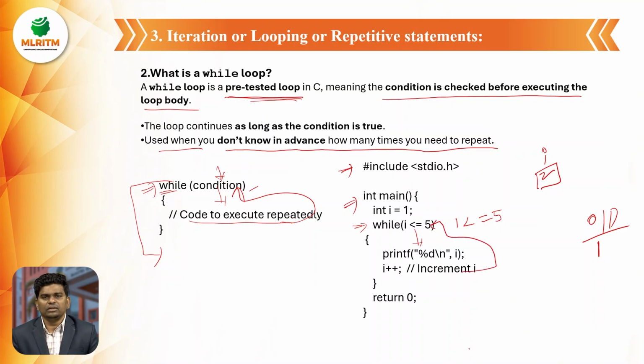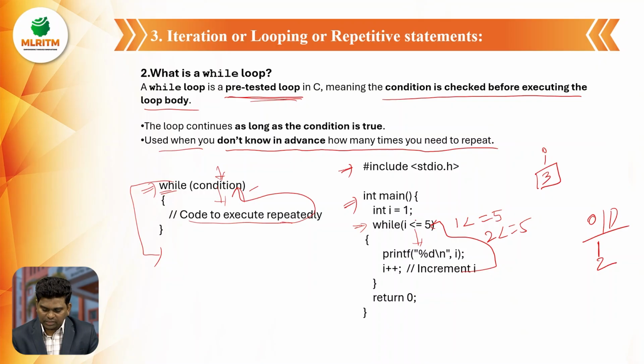The compiler automatically checks the condition. What is the condition here? i less than or equal to 5. What is the value in memory? That is 2. So 2 less than or equal to 5. If the condition is true, it enters into the body, then it displays i again, so it displays 2, then i++, and the i value becomes 3.